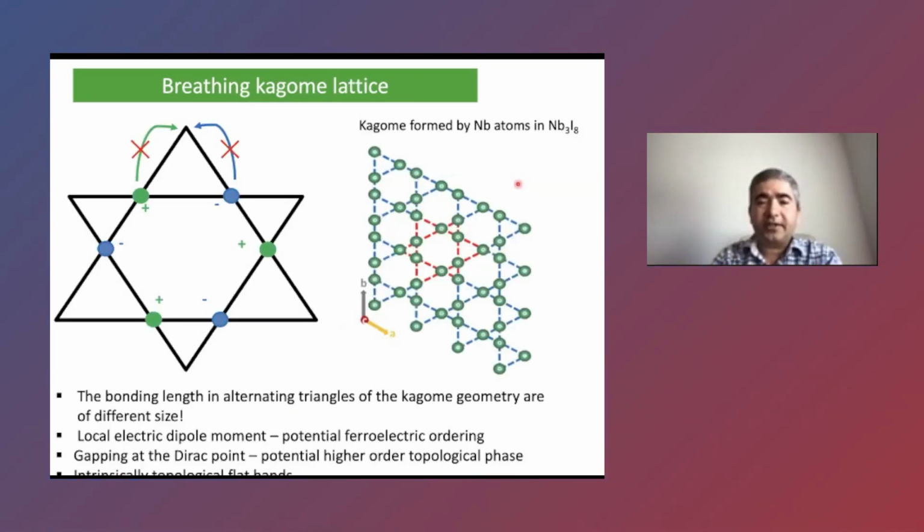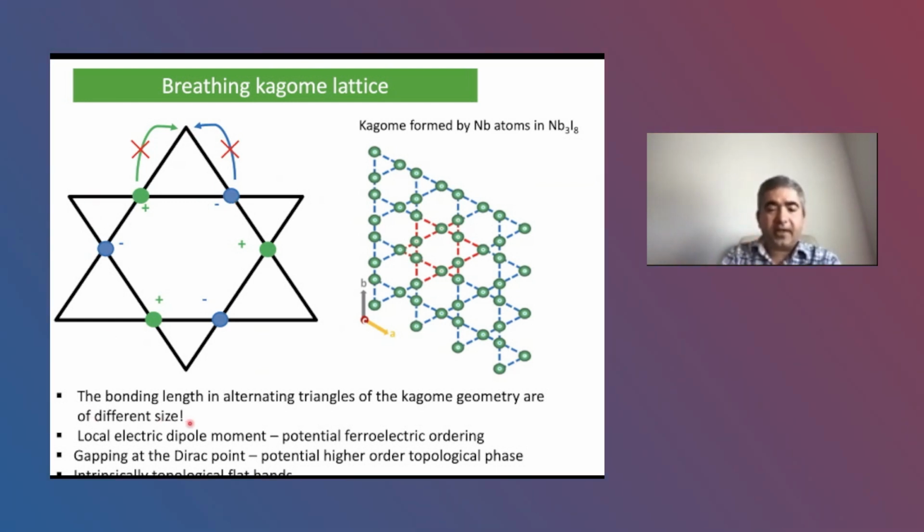Okay, so what is the breathing Kagome lattice? In the Kagome lattice, you have triangles, but the triangle size is the same in the different layers. But in breathing Kagome, the bonding lengths in alternating triangles of the Kagome geometry are of different size. So this triangle size and this triangle size are different.